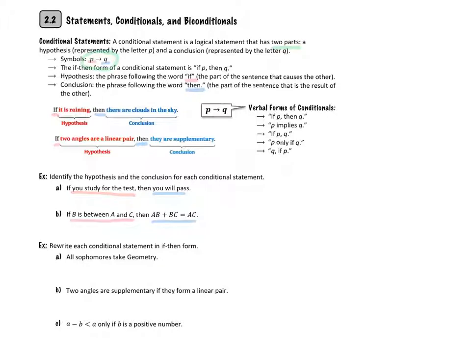Next, we're going to practice rewriting some conditional statements so that they are in if-then form. We're going to start out with if. The statement starts as, all sophomores take geometry. So that would be, if you are a sophomore, that would be the hypothesis. And the next part would be, then you are taking geometry. This may or may not be a true statement when we write it. We're going to get to the truth value in just a second.